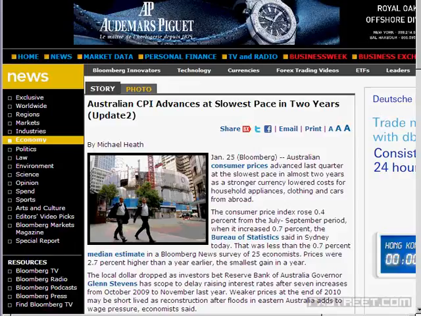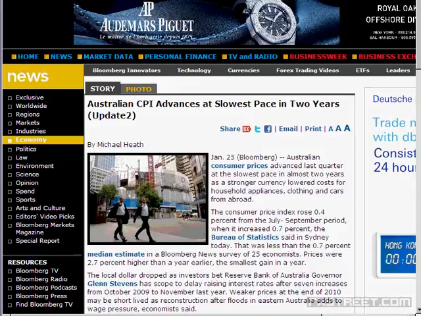Australian consumer prices, talking about CPI, advanced last quarter at the slowest pace in almost 2 years. The consumer price index rose 0.4% from the July through September period, when it increased 0.7%, the Bureau of Statistics in Sydney said today. That was less than the 0.7% median estimate in a Bloomberg News survey.